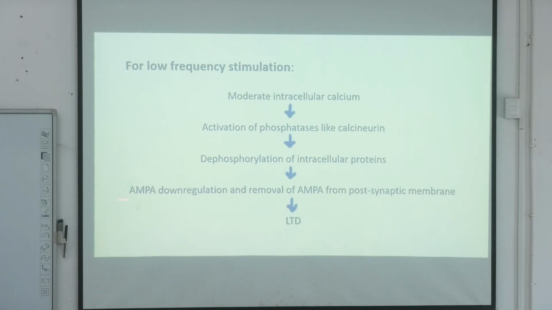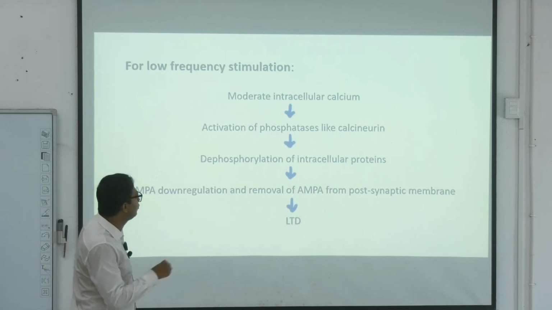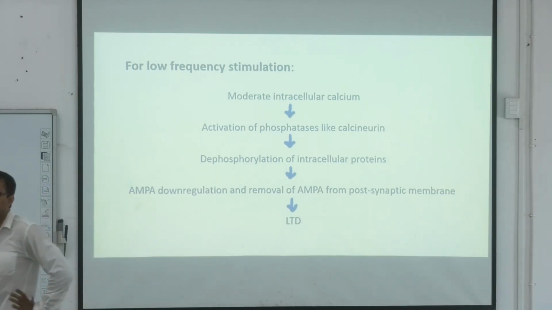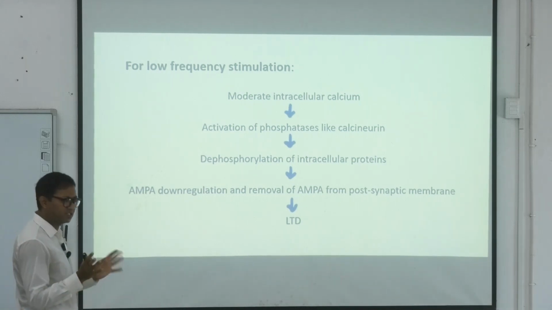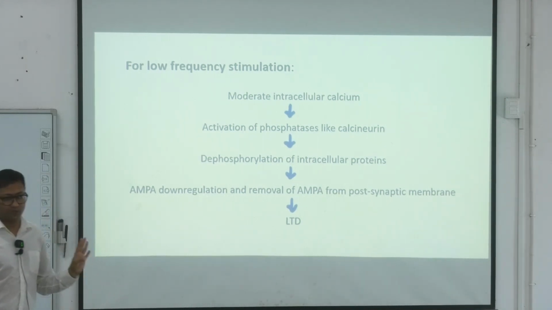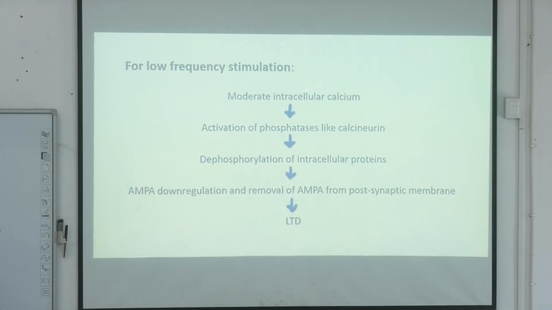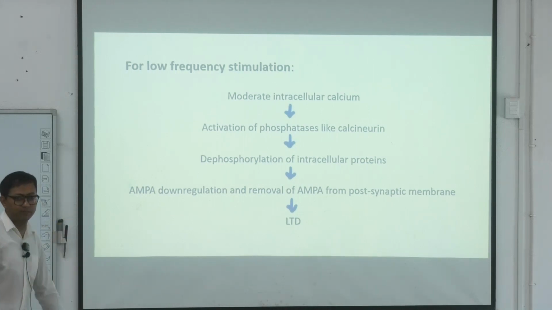Now here is AMPA downregulation, and removal of AMPA from the postsynaptic membrane. In long term potentiation there was upregulation of AMPA, and in long term depression there is downregulation of AMPA receptors, right? So the mechanism is just opposite. When there is high intracellular calcium, there will be long term potentiation, and when there is a moderate increase in intracellular calcium, there will be long term depression.